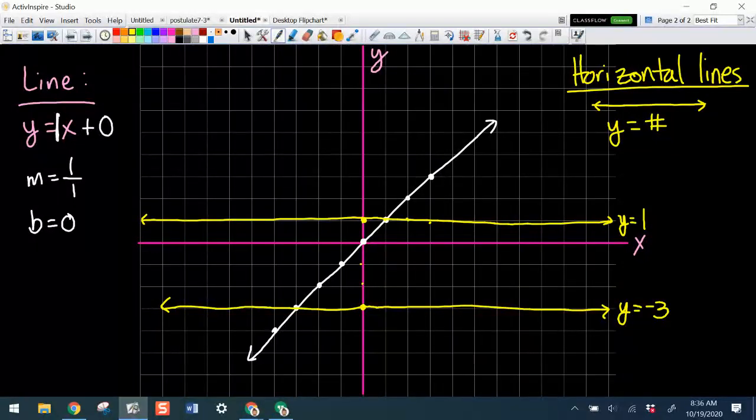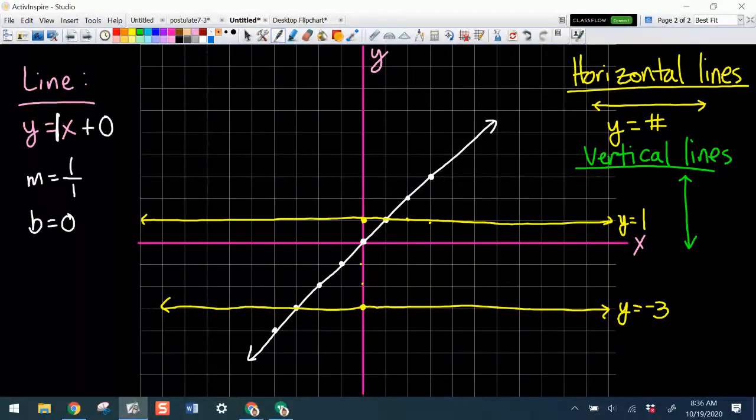So hopefully you think that the same is true for lines that are vertical. So let's discuss vertical lines. It's the exact opposite. Vertical lines are lines that are directed straight up and straight down, if you want to think about it that way. And those lines always have the equation x equals some number.